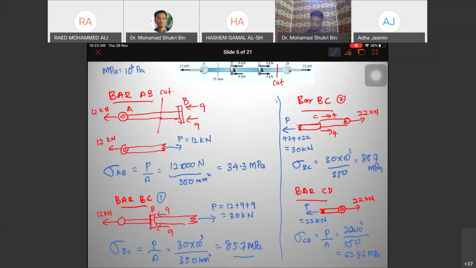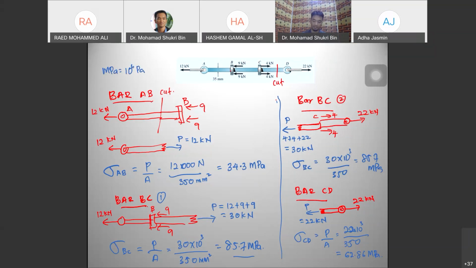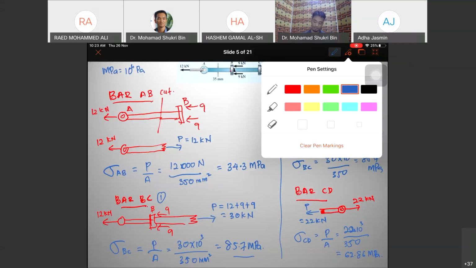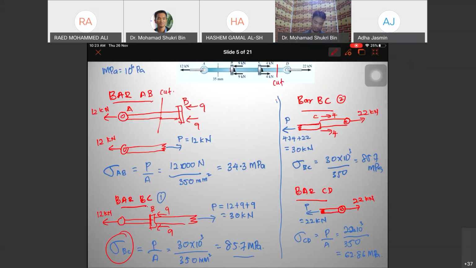So the question is asking for the maximum average normal stress. The answer is sigma BC. This one is maximum. Sigma BC is 85.7, sigma CD is 62.86. So the maximum average stress is 85.7 megapascal. Alright. Can you understand?